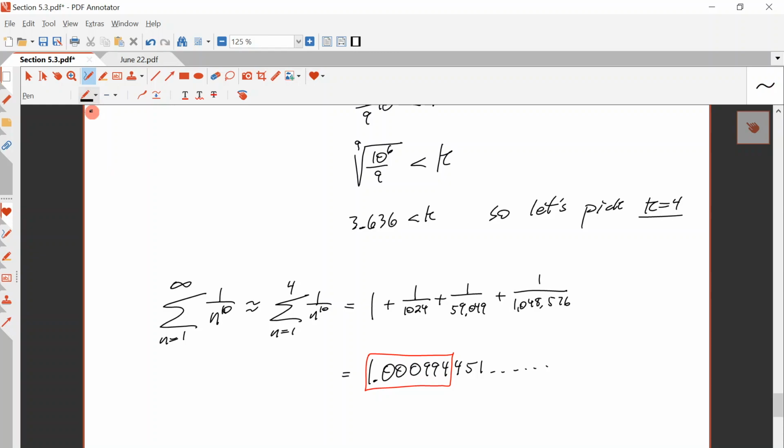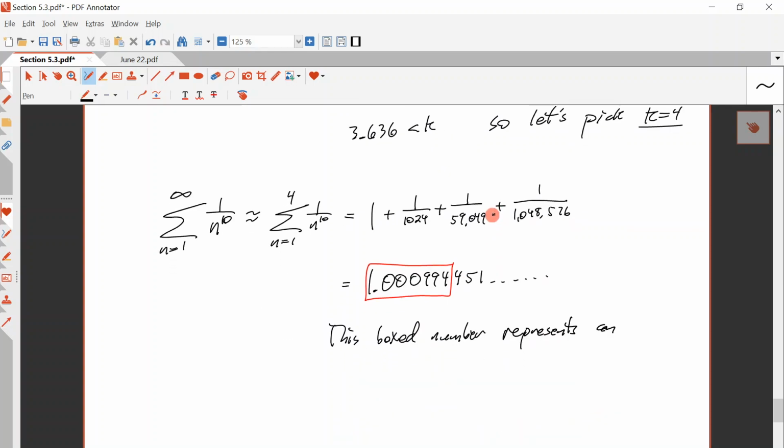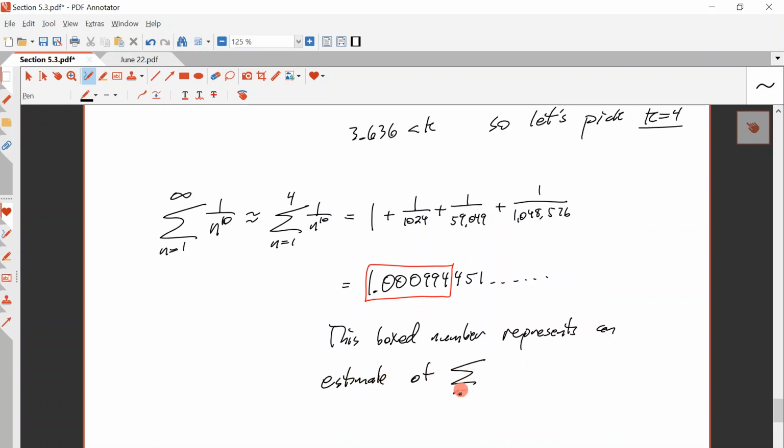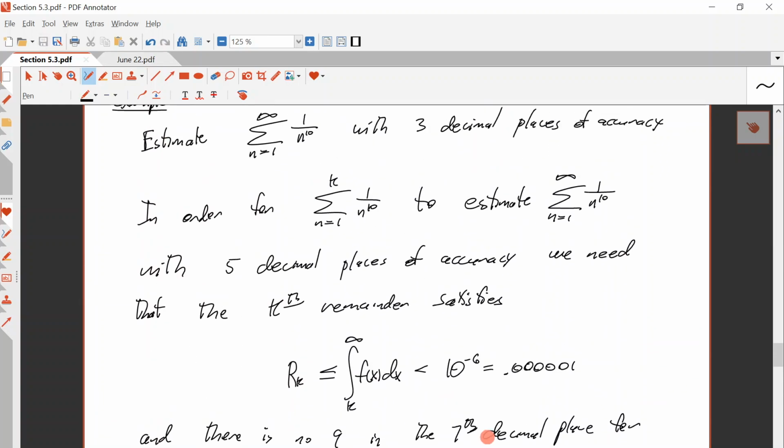And this boxed number represents the entire sum of the sum n equals 1 to infinity, 1 over n to the 10th, with 6 decimal places of accuracy. Okay? Or this is 5 decimal places.